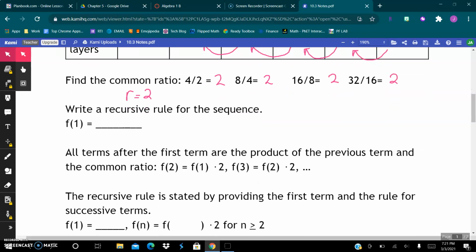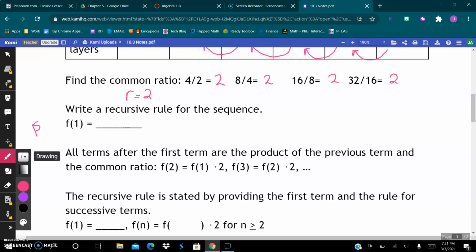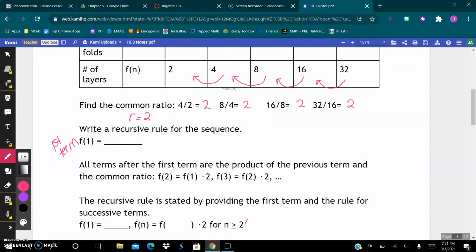Now we're going to start the process of writing the recursive rule. f of 1 just stands for the first term. The first term in our list is 2, starting right here. All terms after the first term are the product of the previous term and the common ratio. Product is the answer to a multiplication. So you take that first term and multiply it by 2, which gives you the second term. Then you take the second term and multiply it by 2, which gives you the third term. Take the third term, multiply it by 2, and it gives you the fourth term, and so on.